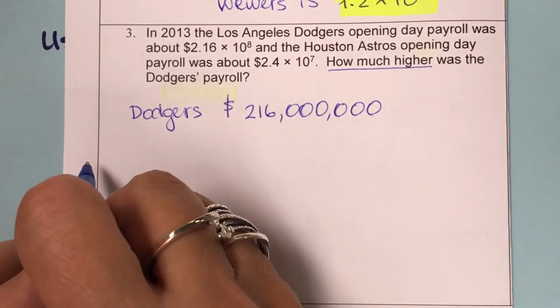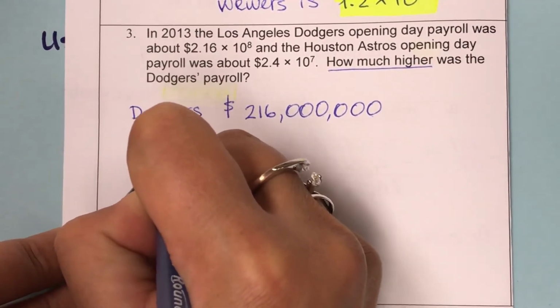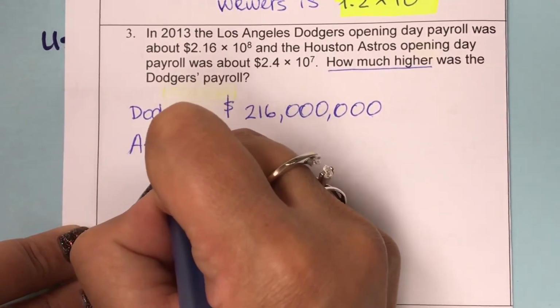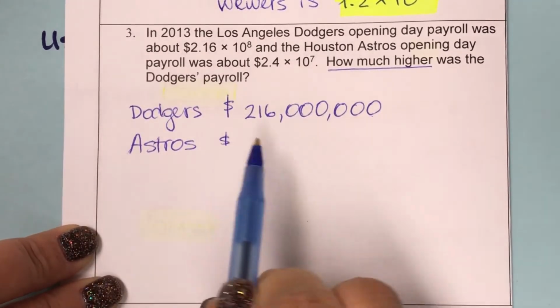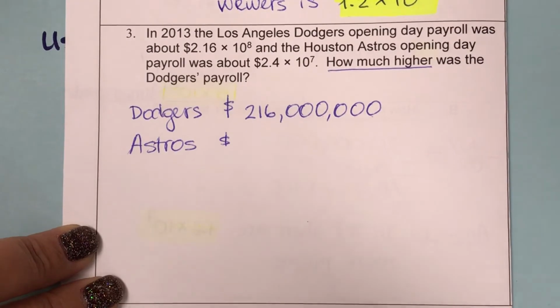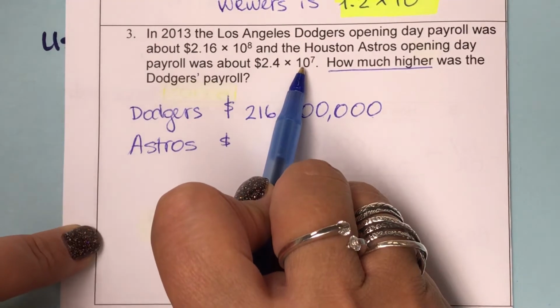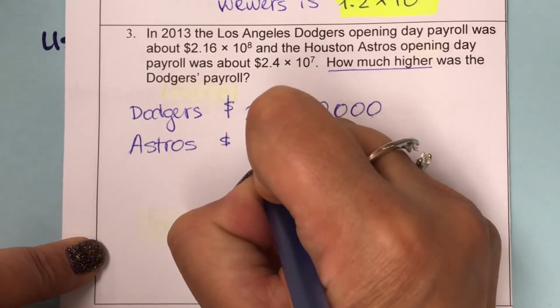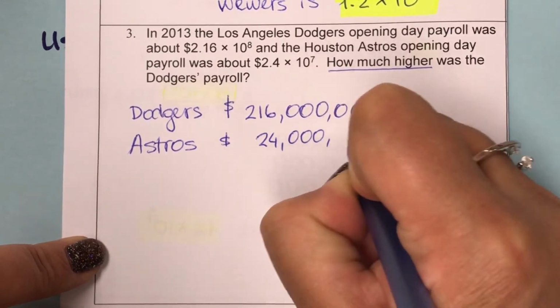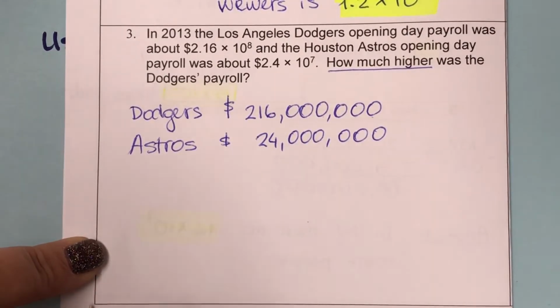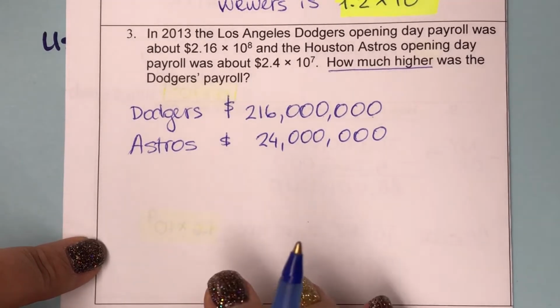If you look at that number, it's ginormous, but it is easier to understand that that's a big number. As a volume, we have 2.4 times 10 to the 7th power. That will be 24 million. So when we read this number in standard form, now we can see that 216 million is a lot of money. That is a large number, and then 24 million is less. So 216 million and 24 million.